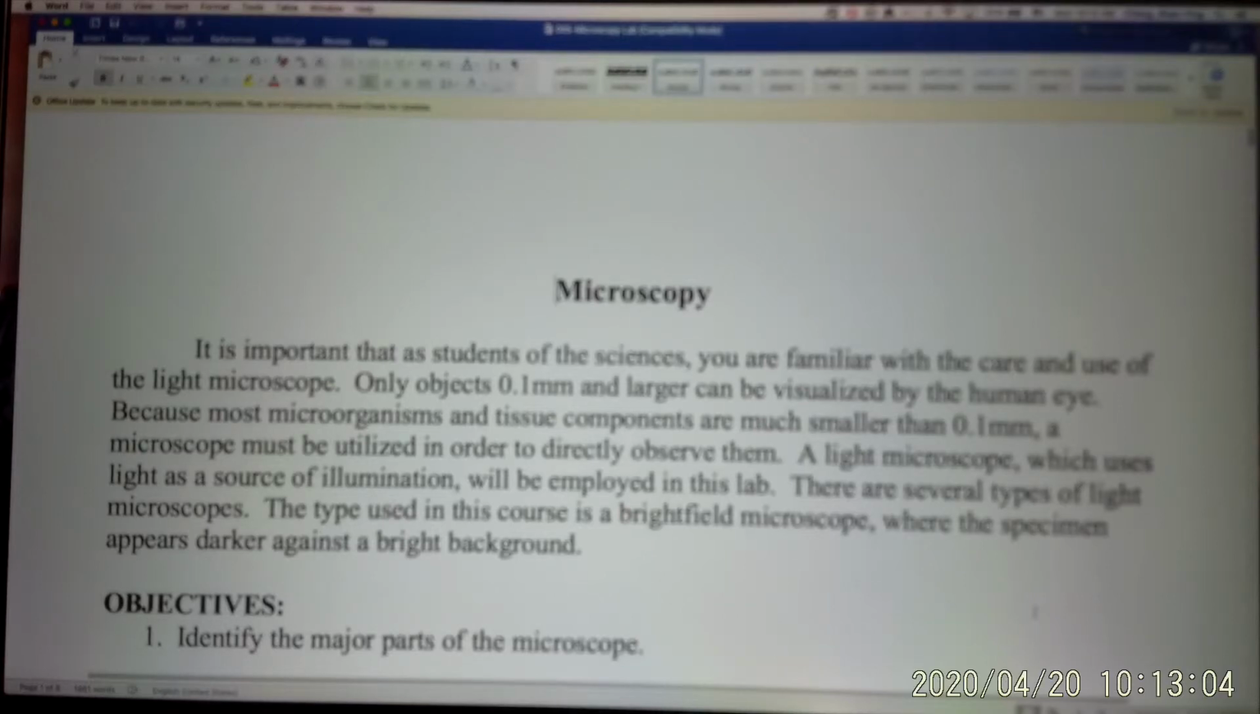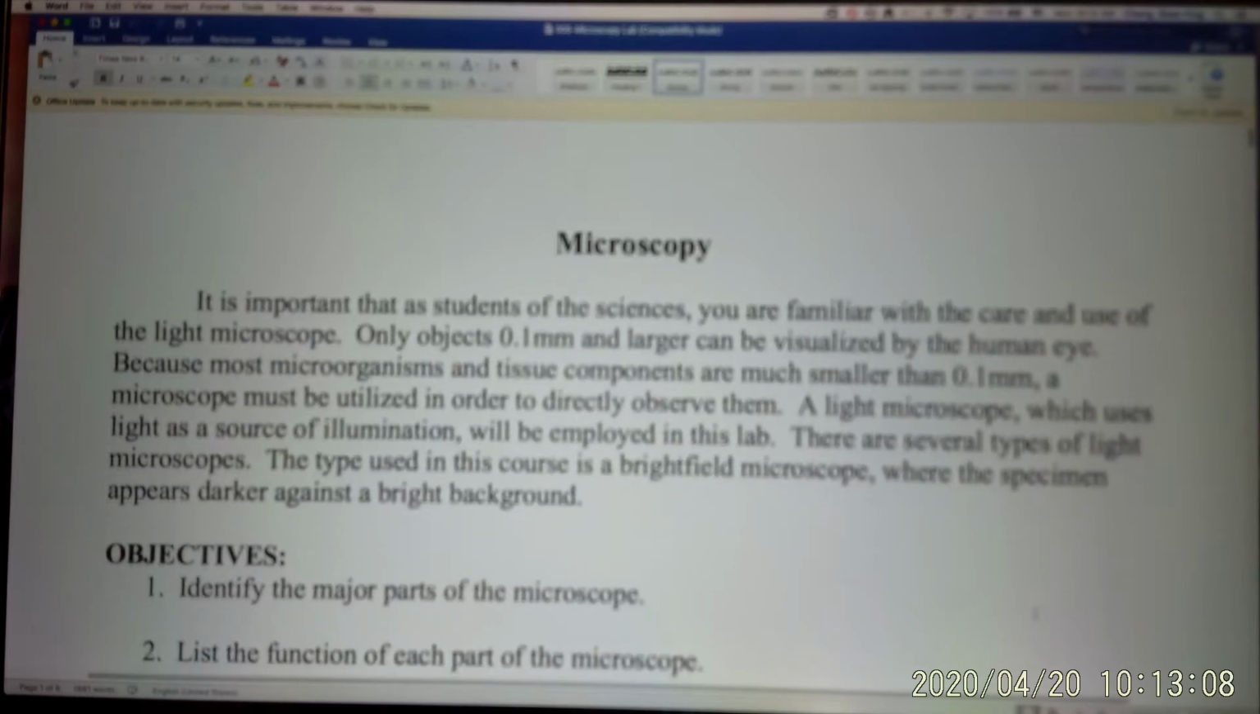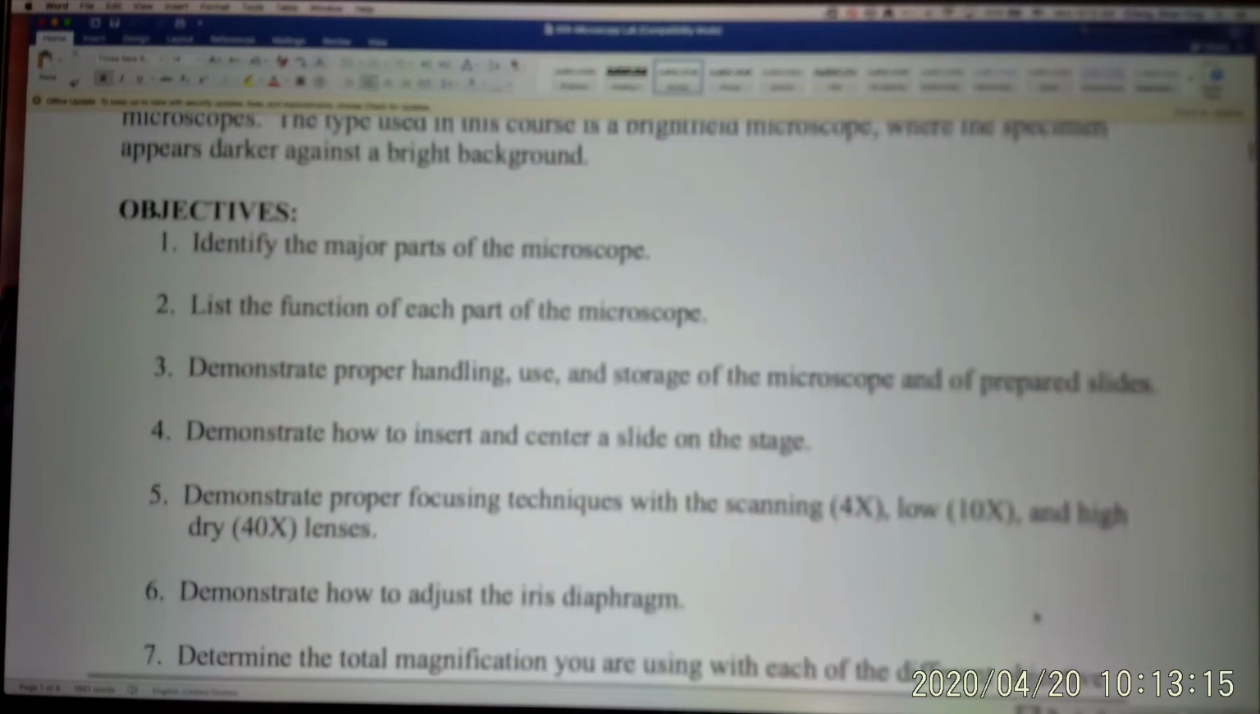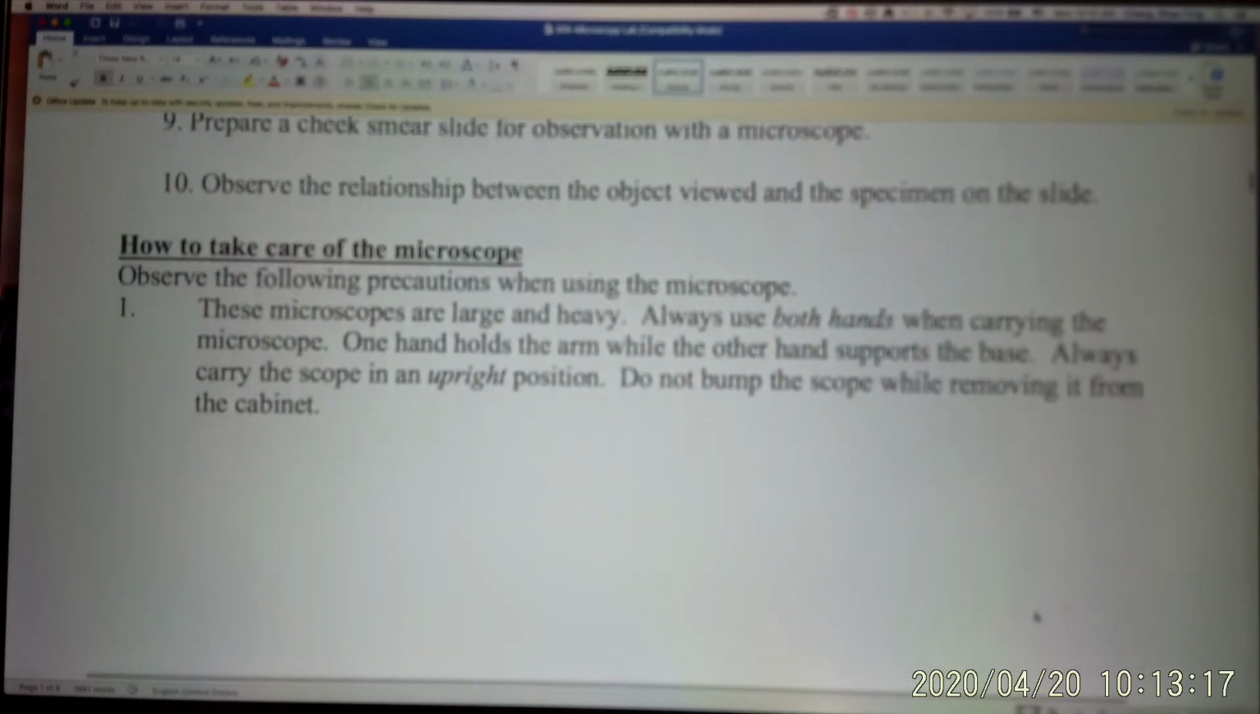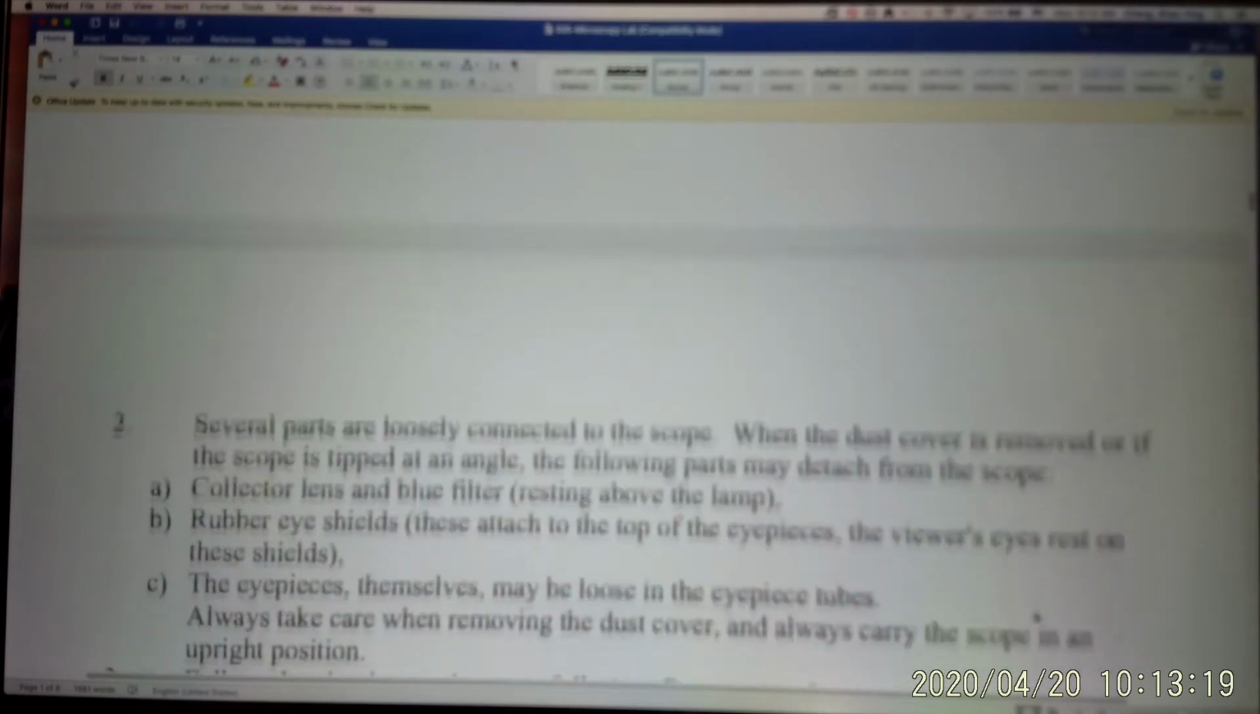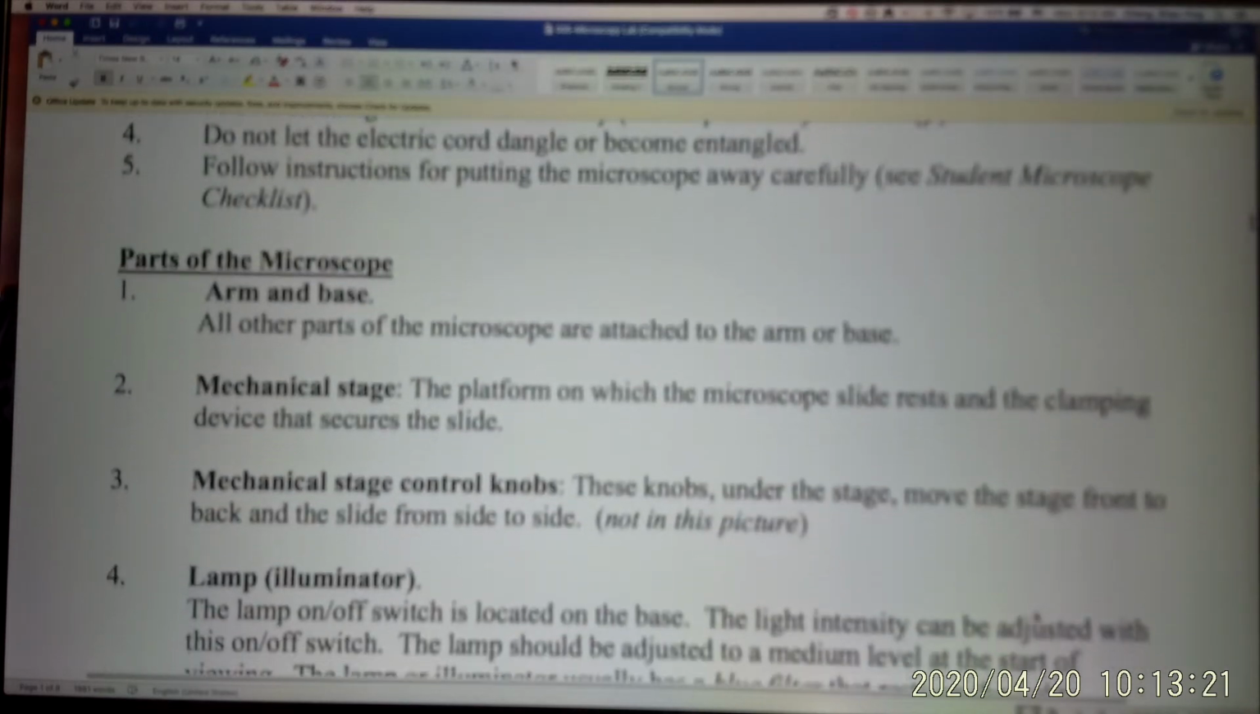Today we're in the microscope lab, so you need to understand how to use the microscope, the different parts of the microscope, and what magnification you are using. This part shows you how to use the microscope. And let's go through the different parts of the microscope.